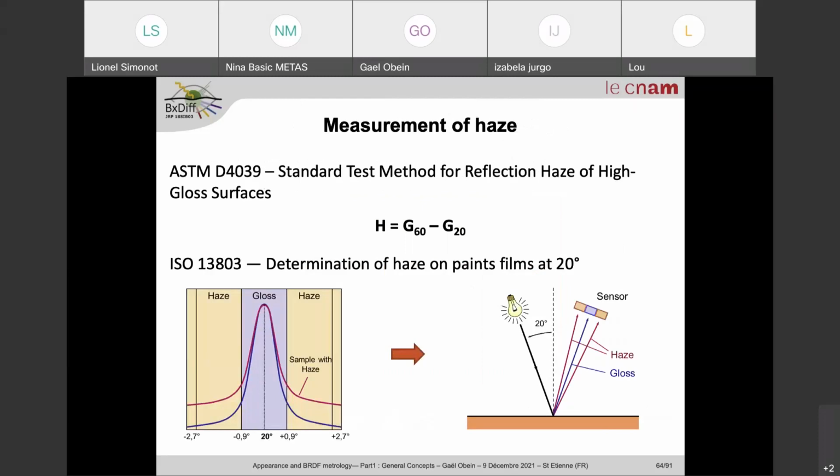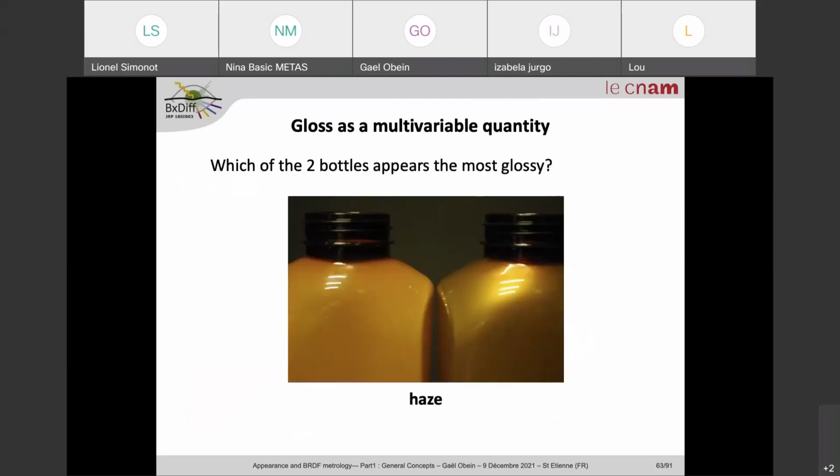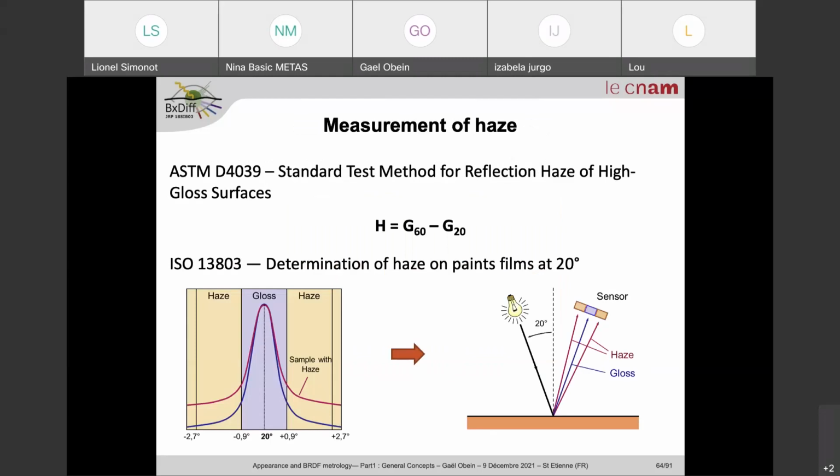the ratio between the light that is at the middle and the light that is on the side of the specular peak. And you see this one will clearly have a higher haze because on the side of the specular, you have more light that is reflected.